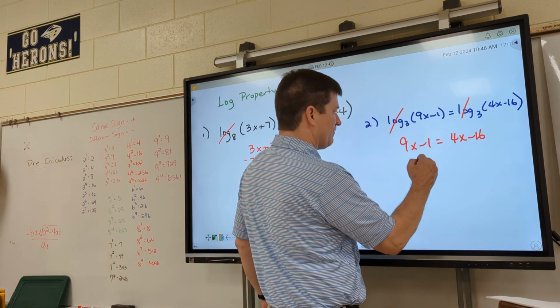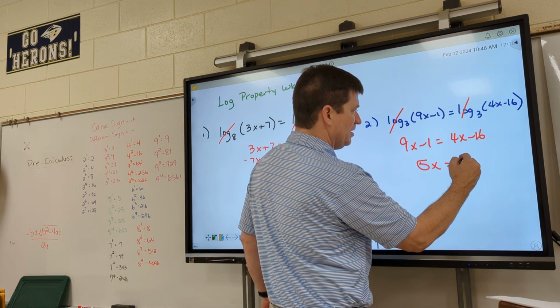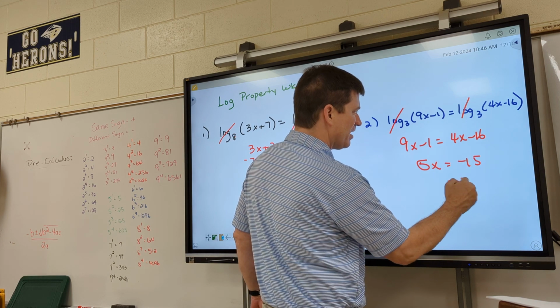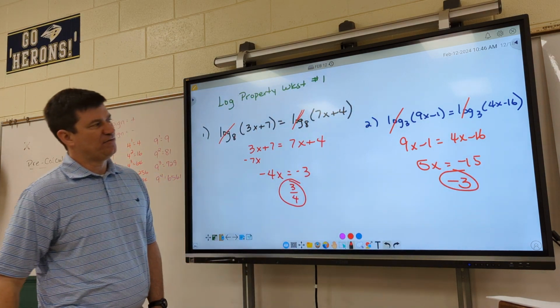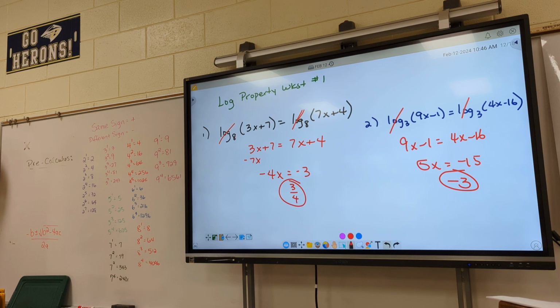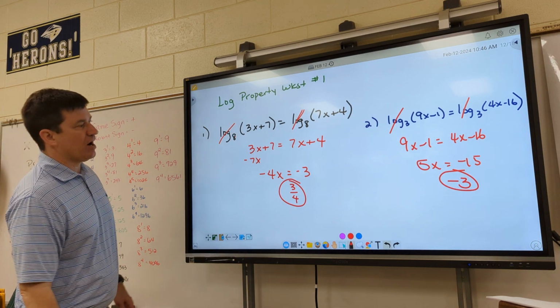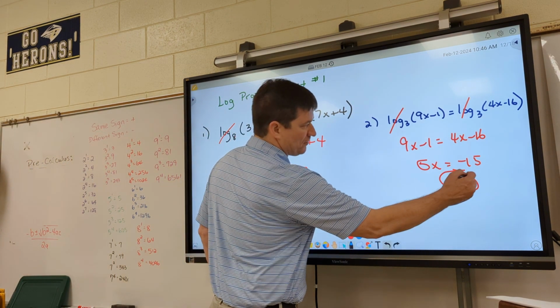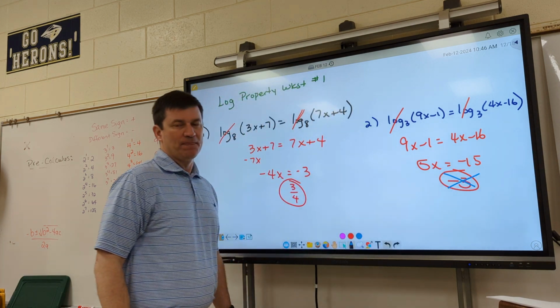Move this over, I got 5x, move that over, is it negative 3? All right, because it's negative 15 divided by 5, right? So we got negative 3. All right, look, negative 3 will get crossed out.